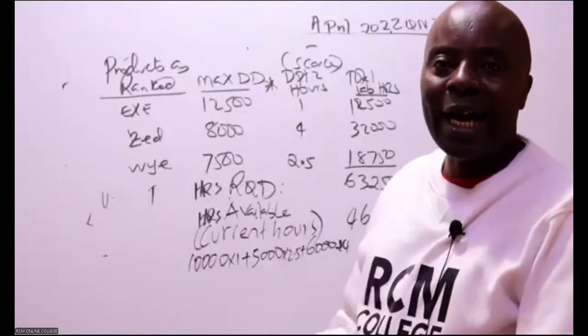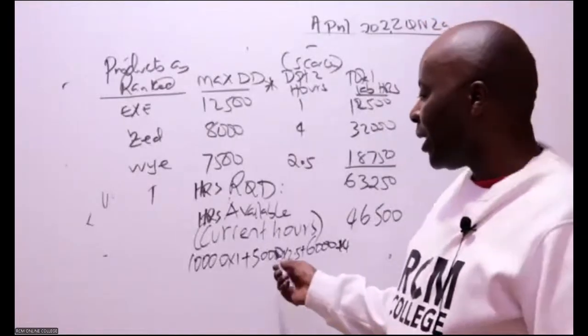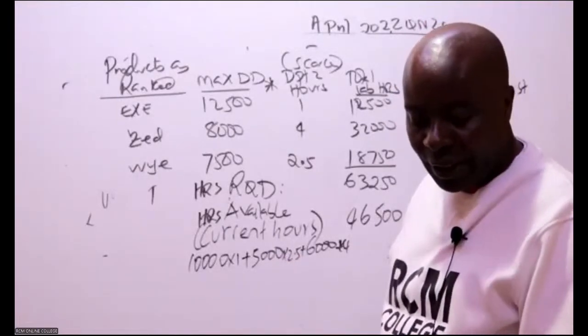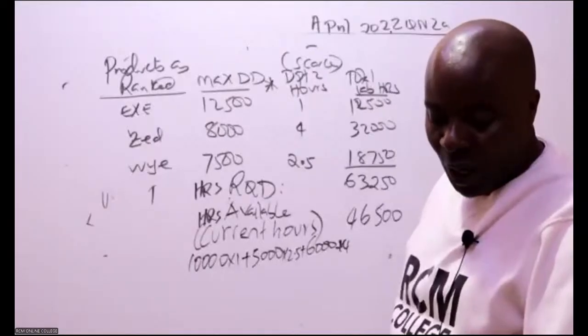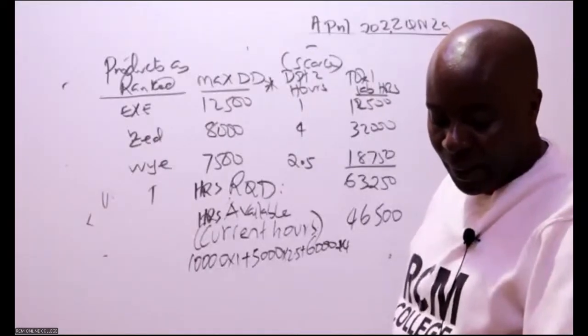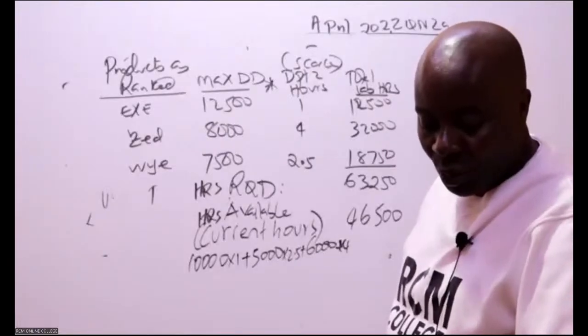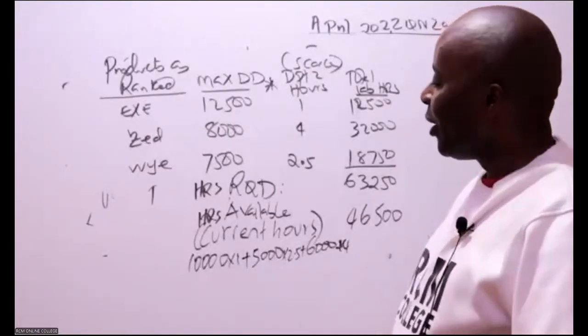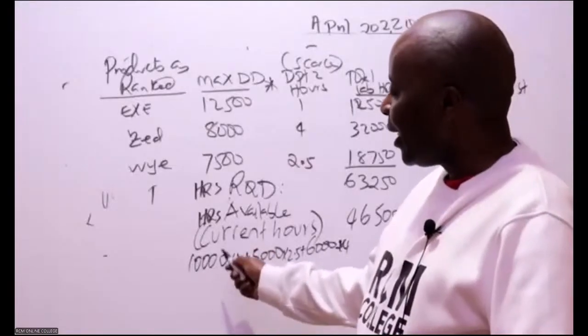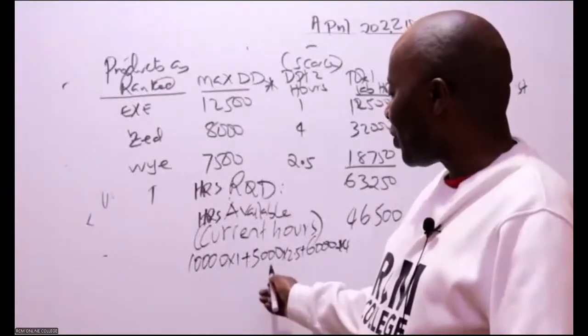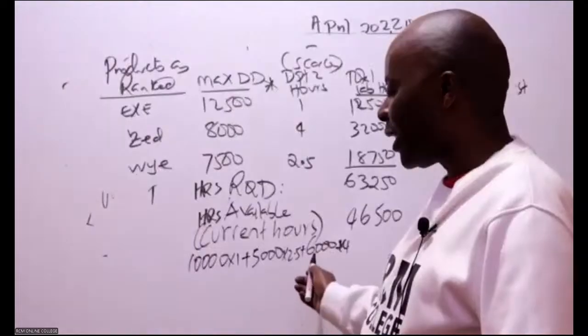So using the current production, I can see from that table Department 2 hours for each unit. If you track that down, it's 1, 2.5, and 4. That's per unit. So you multiply this with the number of units: 10,000 times 1 plus 5,000 times 2.5 plus 6,000 times 4.